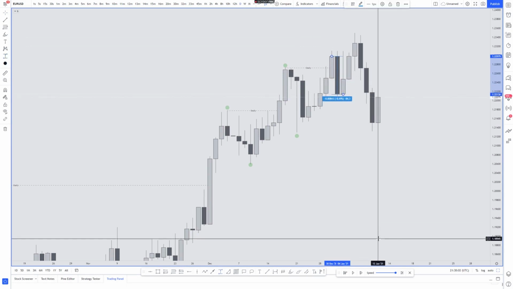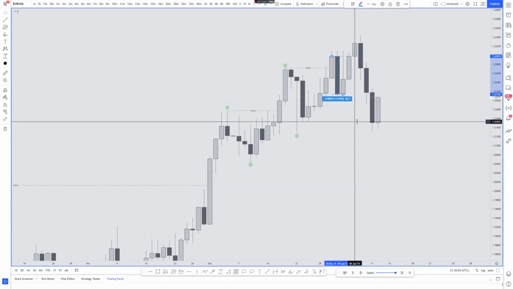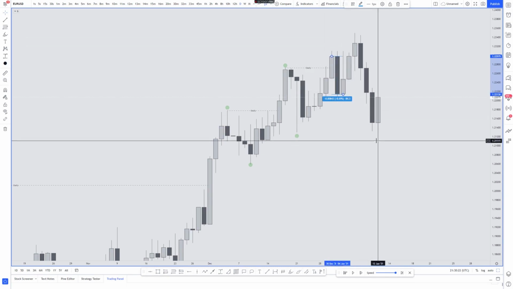Now, depending how big this pullback is, so that's about 84 pips. It's kind of right around that level where you could class it as market structure, you could not. So for 15-minute, we want a 10-15 pip pullback. For 4-hour, we want that 40-50 pip pullback. And daily, you want that 80 to 100 pip pullback.